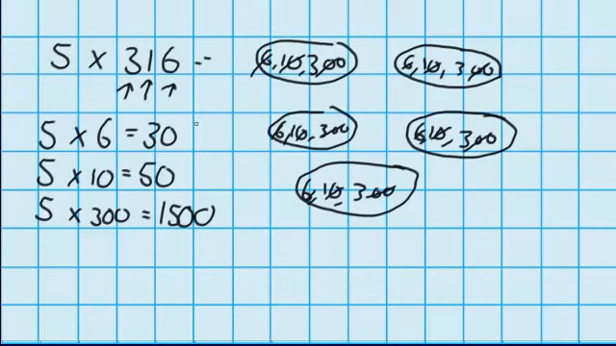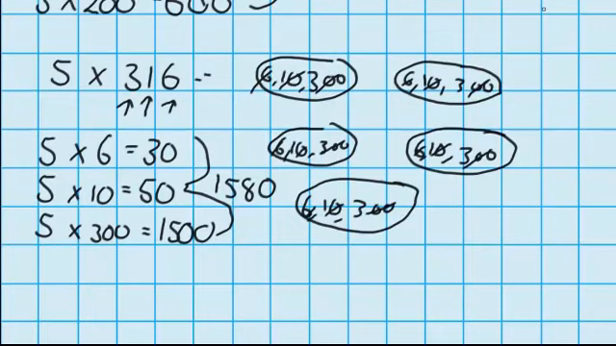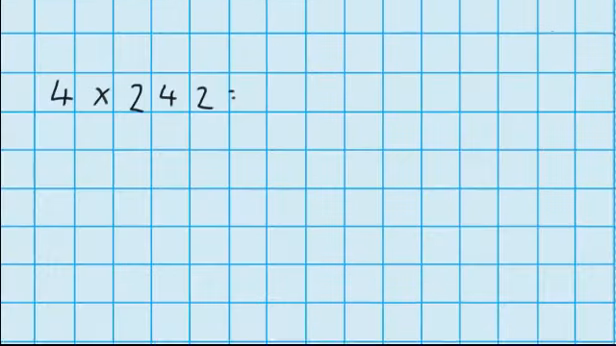So last step is I need to add these numbers together. 1,500 plus 50 plus 30 equals 1,580. So 5 times 316 equals 1,580. Let's try one last question.